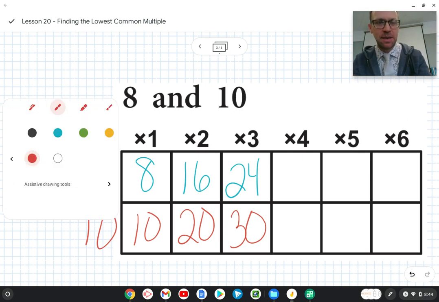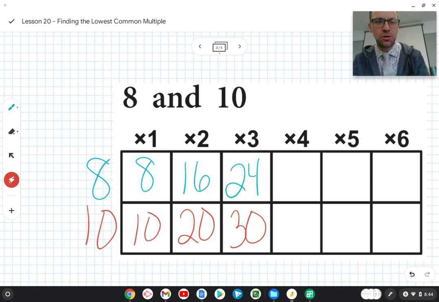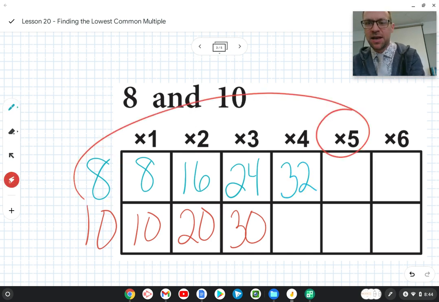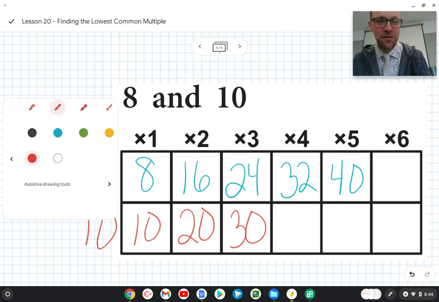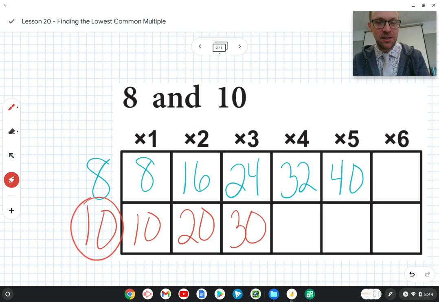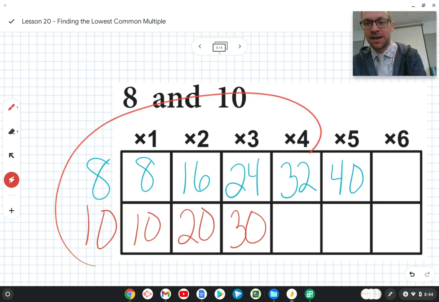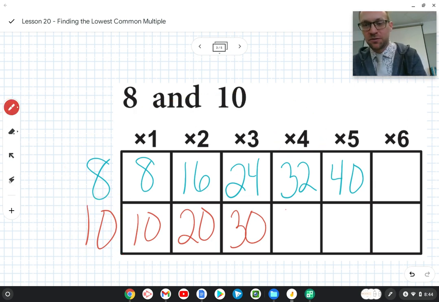I'm going to switch back over. I'm going to keep finding some multiples of 8. So let's go to 8 times 4. 8 times 4 is 32. And let's see here. 8 times 5 is 40. And oh, guess what? I think I know what the lowest common multiple for 8 and 10 is going to be. Do you? Well, we can figure it out pretty quick by finding one more multiple of 10, can't we? Let's find the last multiple of 10 that we're going to need, 10 times 4. And 10 times 4 is 40.